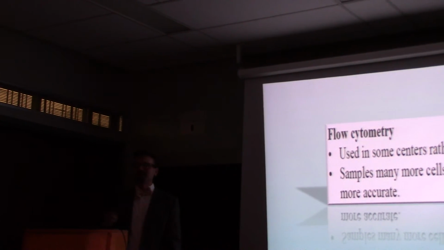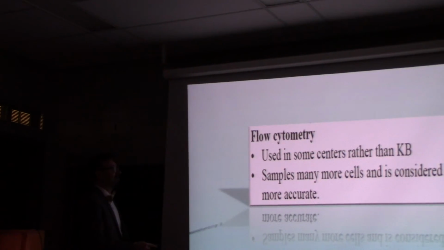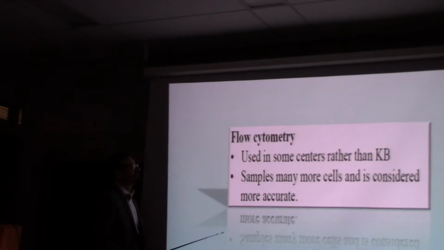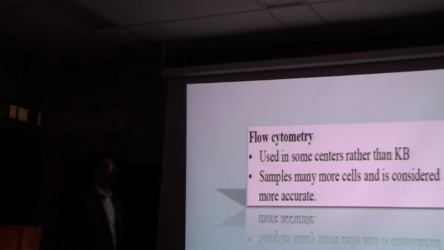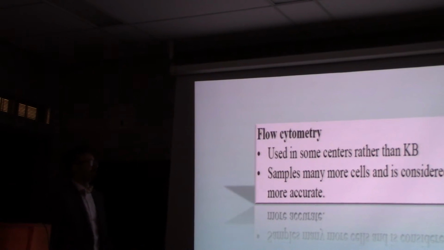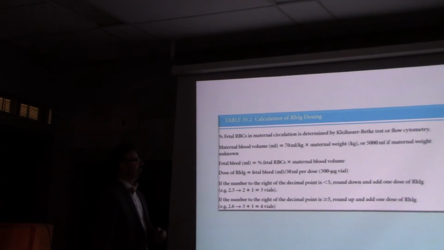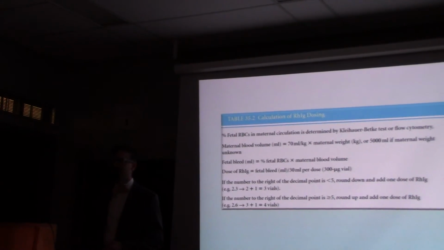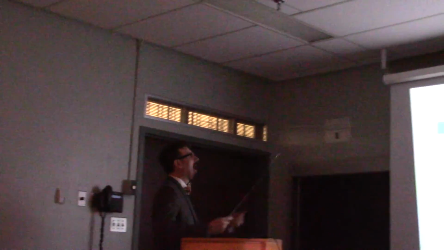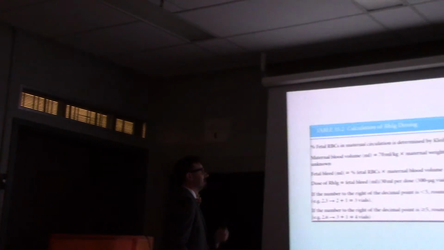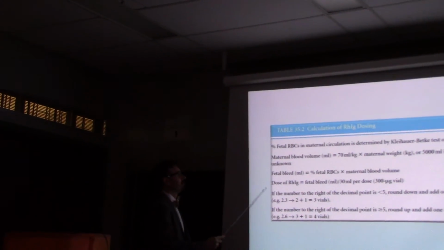Okay, some places are not doing the acid elution. They've opted for more advanced flow cytometry, which essentially gives you the same answer as the KB. So how on earth, this requires more math, but there's an easier formula. So this is how much should you give? What dose of RhoGAM should you give?